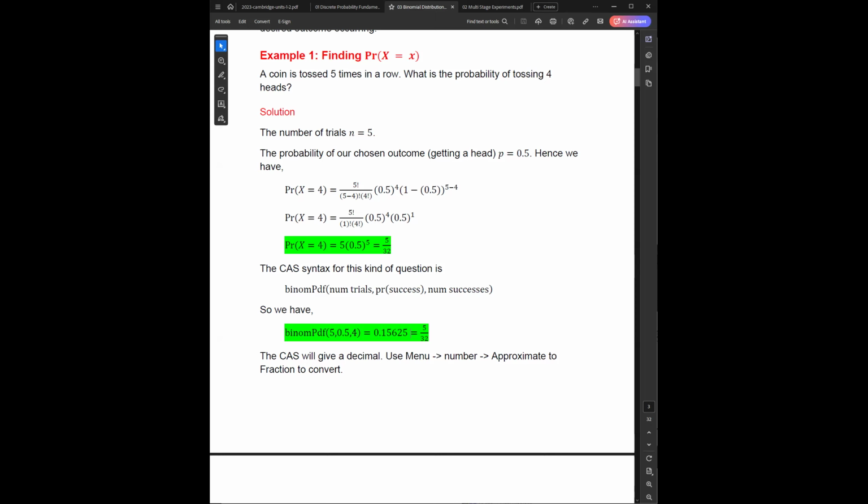Number of trials we said was 5. Probability of success, 0.5. And we wanted x equals 4. You click that, you get a decimal. At this point, all I recommend is just grabbing a copy of that by highlighting it and then hitting enter. And then enter once more to paste it in, and that'll immediately convert it to the fraction. I used to think you had to go into the number and approximate a fraction. That's not quite necessary anymore.